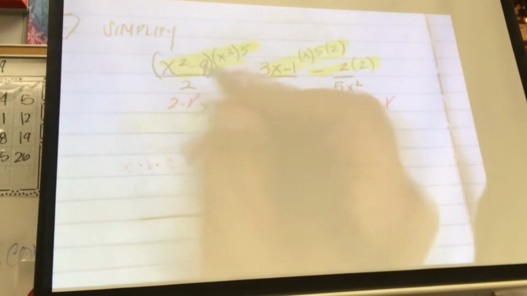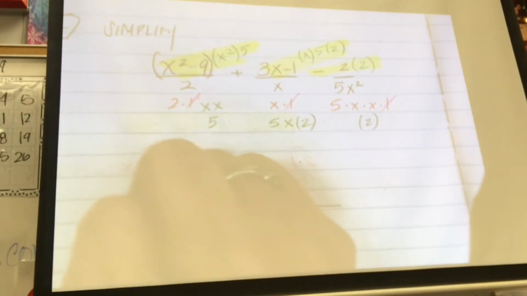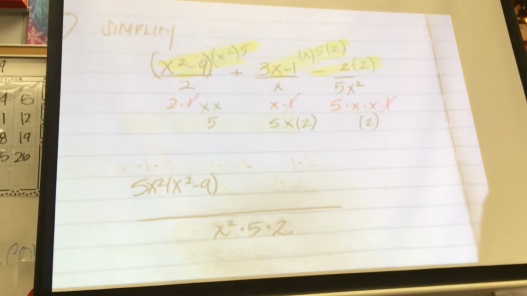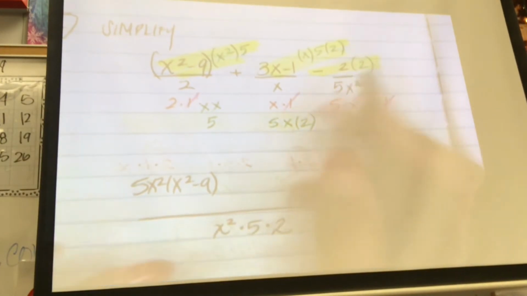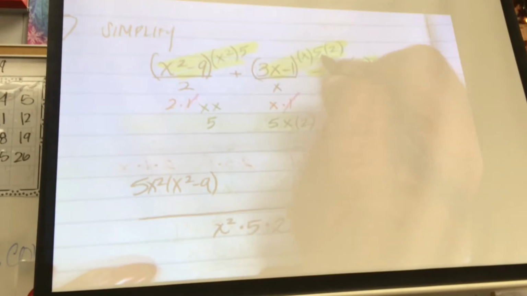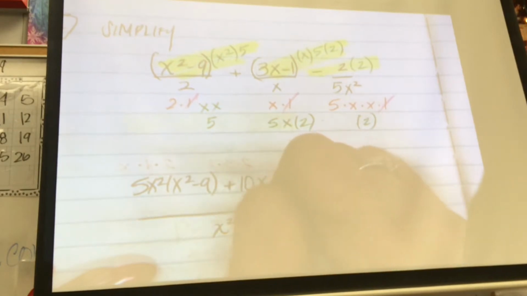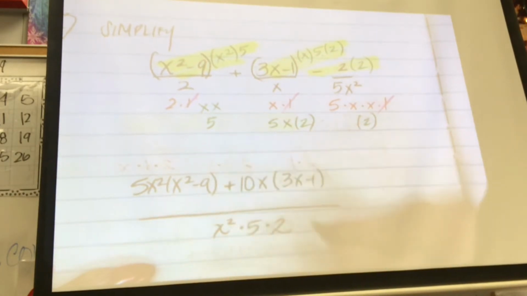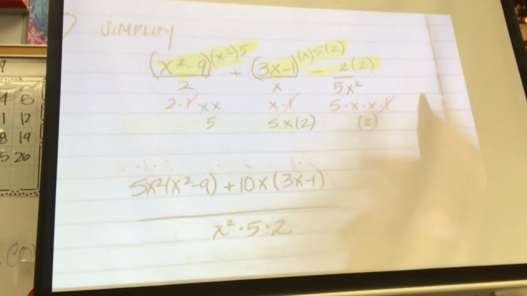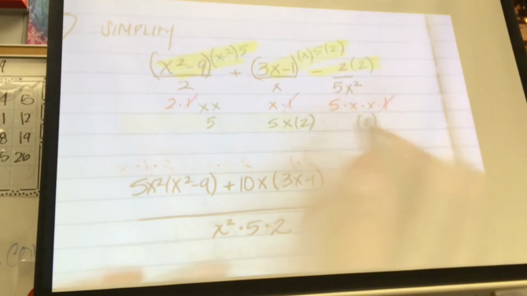So what this guy says is 5x squared times x squared minus 9. That's the first part. This guy says 5 times 2, which is 10x times that. So there's a plus sign here. 10x times 3x minus 1. And this one just says minus 4.